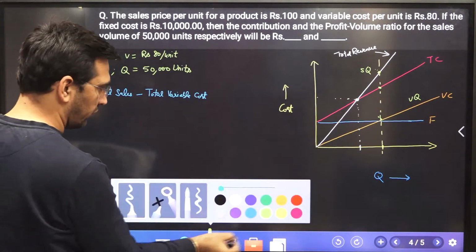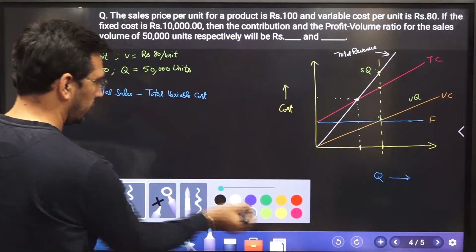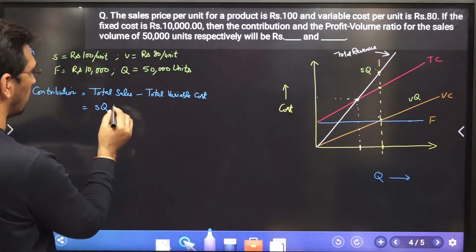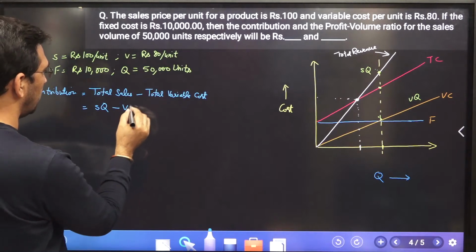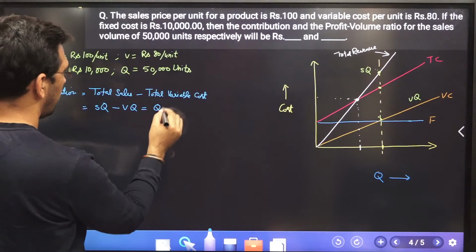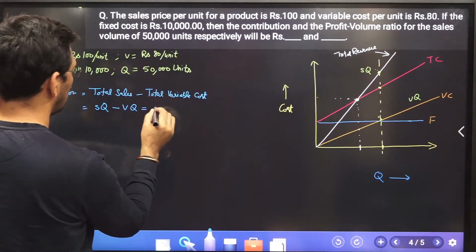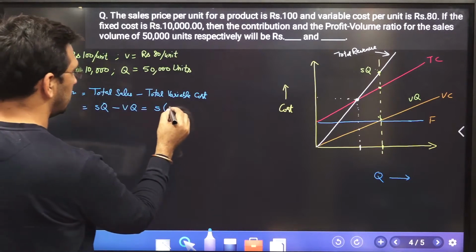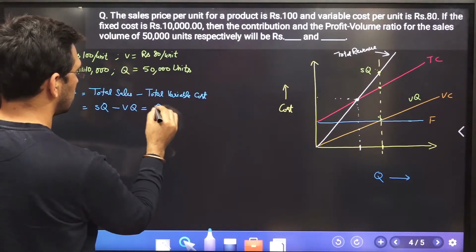Okay, so total sales means total revenue, total income, whatever you want to call it. So that is S, sales price per unit multiplied by quantity sold, minus variable cost per unit multiplied by the number of units that you sold. So this becomes Q into (S minus V). So this will turn out to be in rupees. So Q into (S minus V).